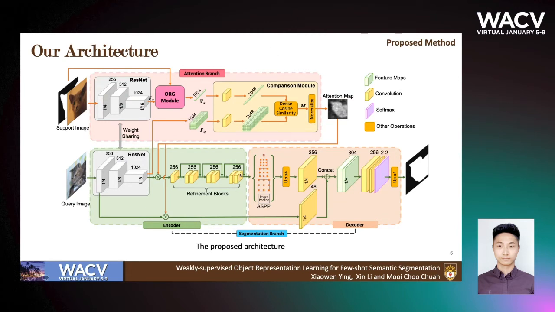Given the support example and a query image as inputs, the attention branch first utilizes the proposed ORG module to generate an object-level representation from the support example, and then uses this support object representation to produce an attention map on the query image via the comparison module. The attention map can be seen as a coarse prediction and will be fed into the segmentation branch to provide guidance information and produce the final result.